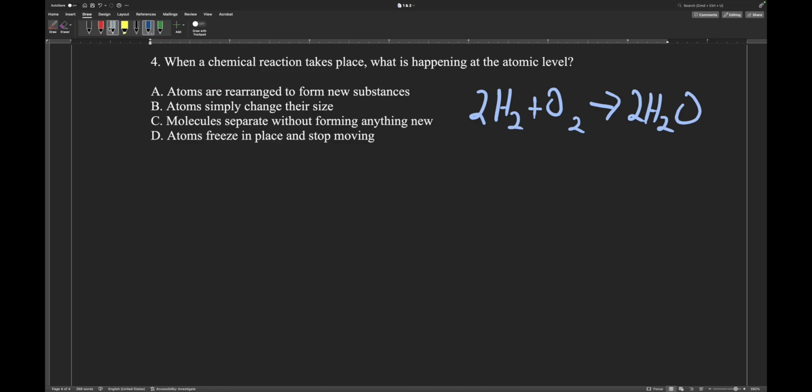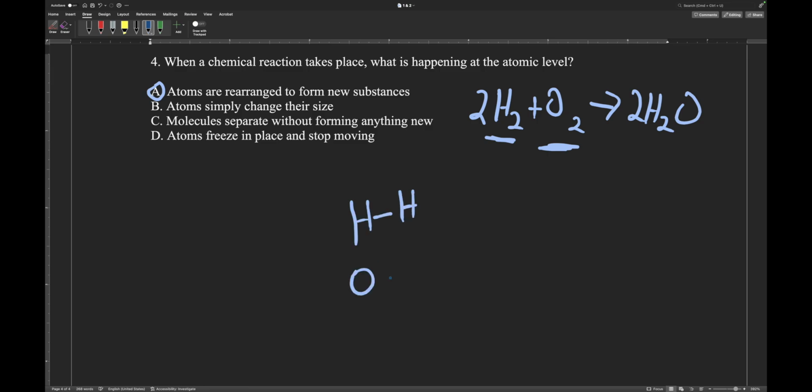Atoms are rearranged to form new substances. Well, look at you, that's literally the right answer. So this is correct. And look, this H2, we do not see H2 in the products. We see waters being formed. We do not see O2, or oxygen by itself, in the products, right? We see 2H2O.